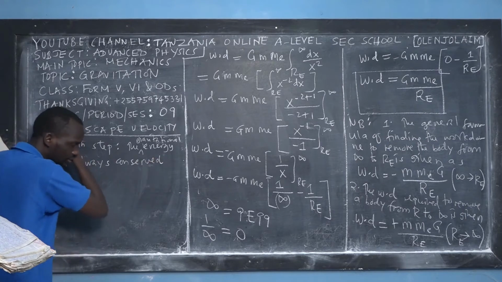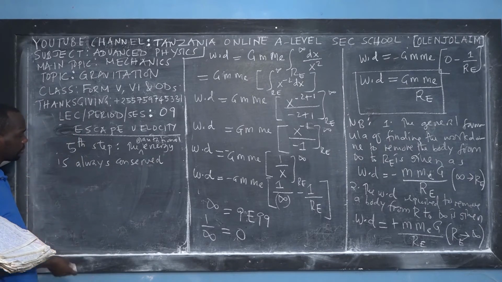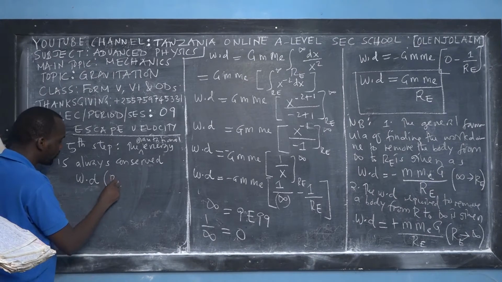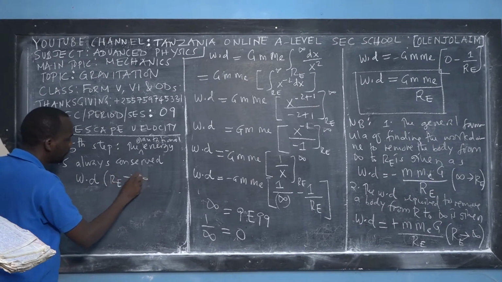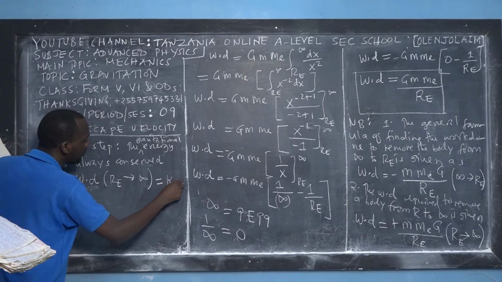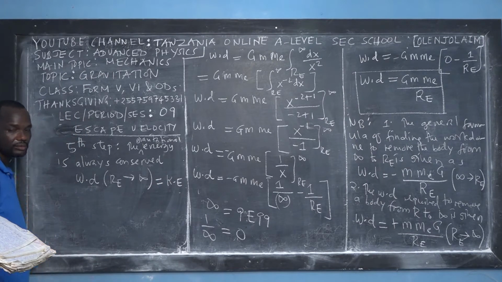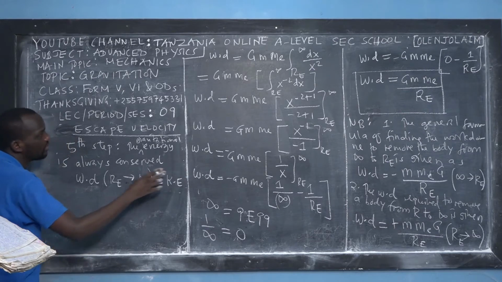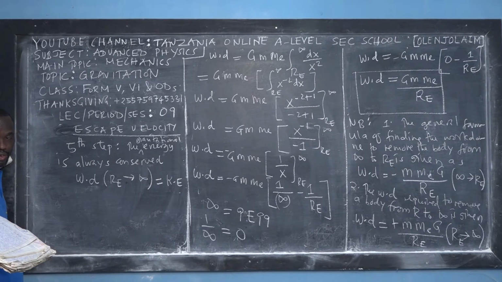Energy is always conserved. So what does it mean? We say that the work done required to remove a body from the Earth's surface to infinity will be equal to the kinetic energy of the body. Be careful. The work done required to remove a body from R_E to infinity is equal to the kinetic energy of the body that is moving away from the Earth's surface.